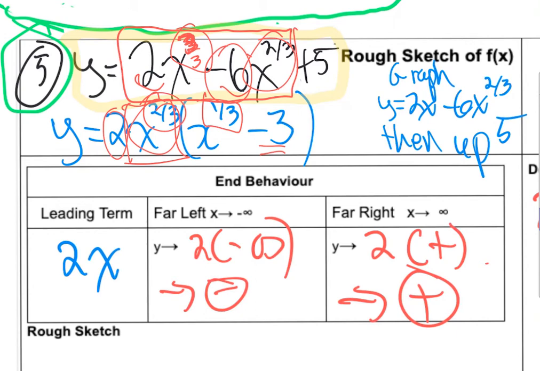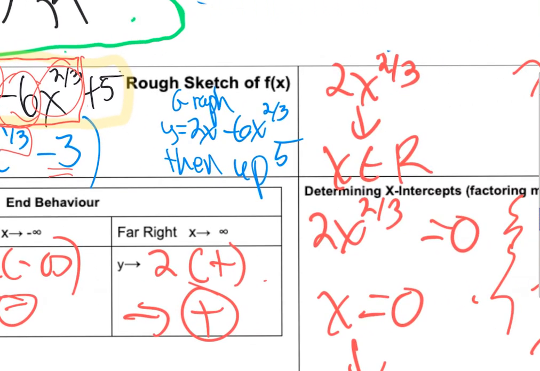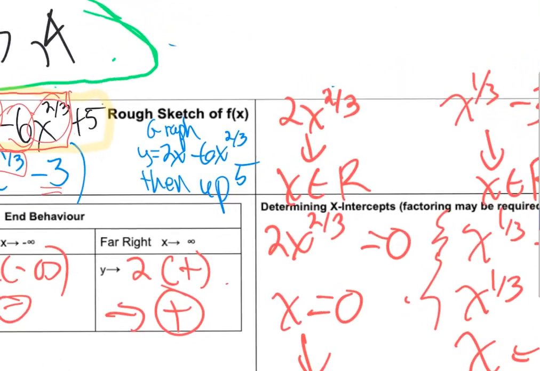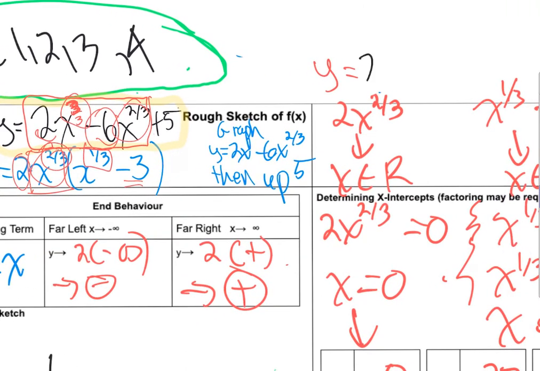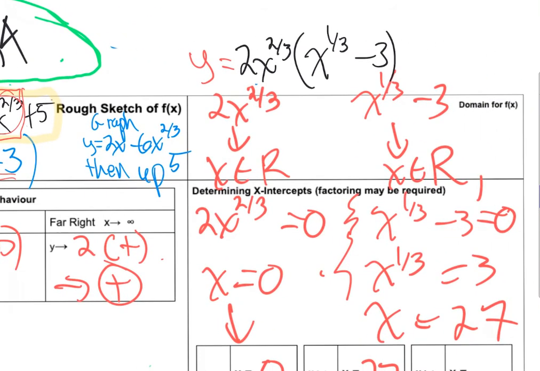Okay, so it's just minus 3. So let's go over here then. Once I've got it factored, y equals 2x to the 2/3 multiplied by x to the 1/3 minus 3. All right, so let's look at, again, domain and range.